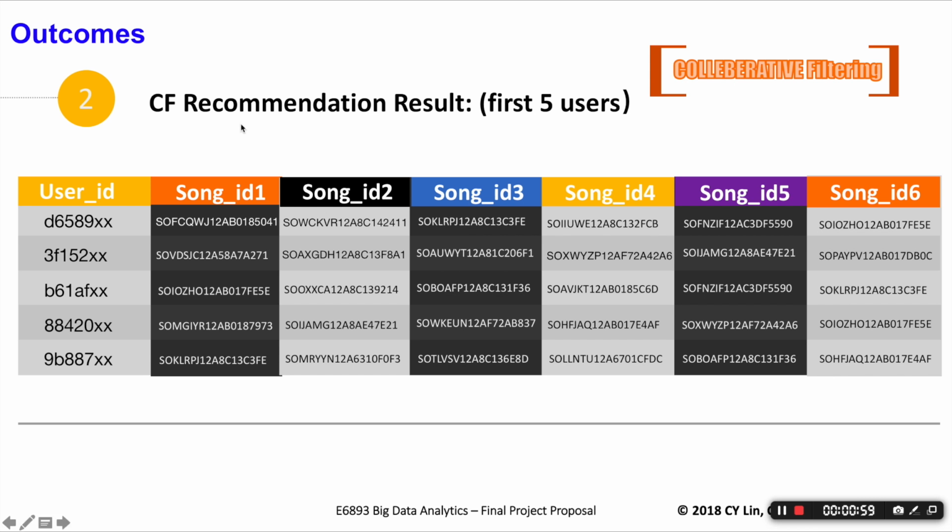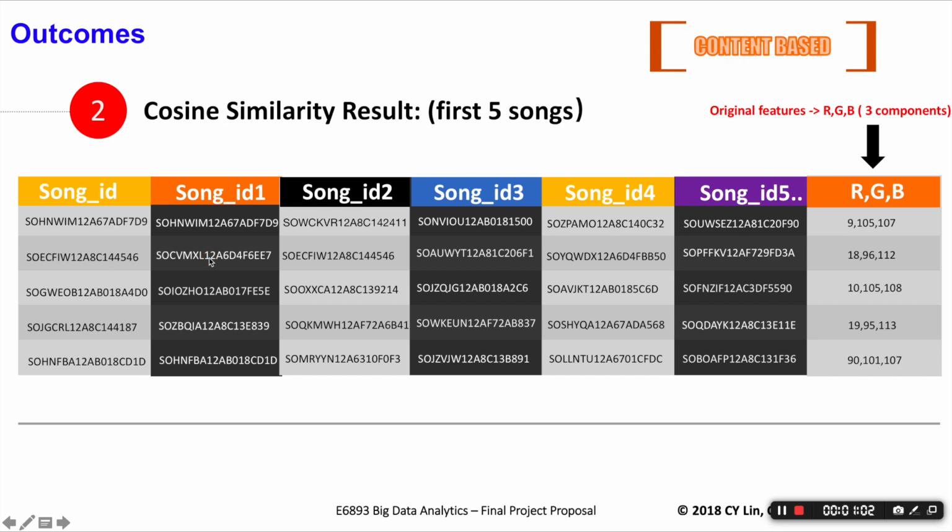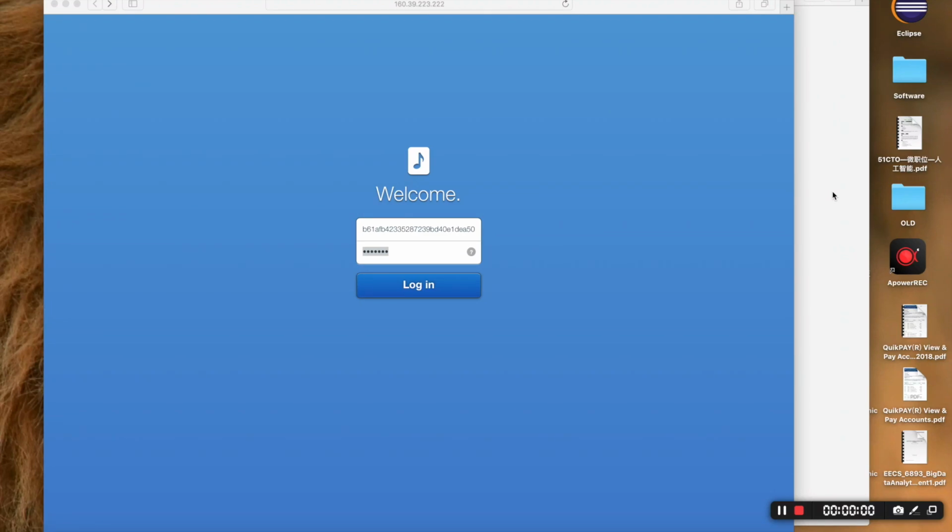In the second phase, we use the cosine similarity through scikit-learn. We found several similar sounds for each sound, and also applied every sound with the RGB features. This is very interesting because the similar sounds may share similar colors in our project, and the users can find the similar sounds more easily. So this is what our application should look like.